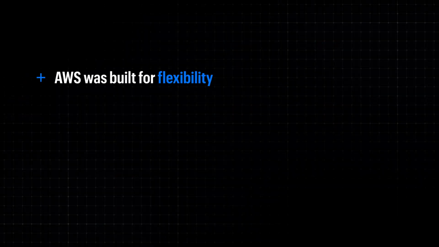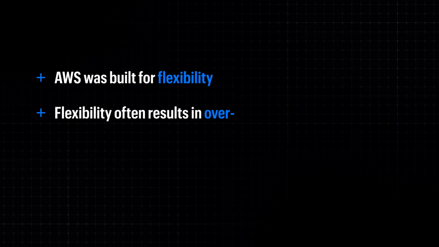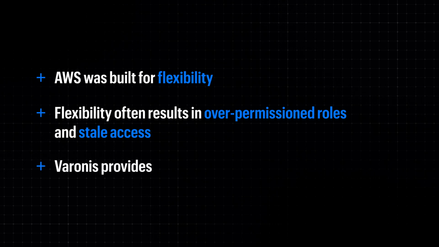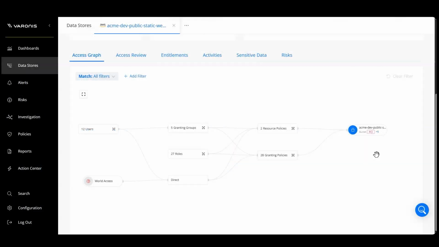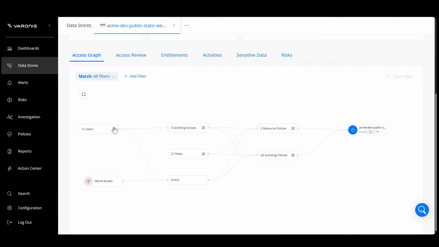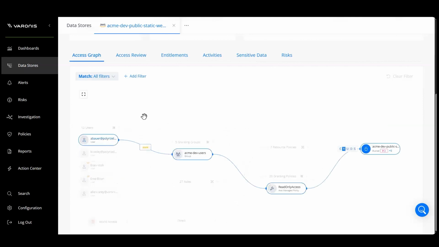AWS was built for flexibility, but that flexibility often results in over-permissioned roles and stale access, with no way for security teams to see the entire blast radius. Varonis provides a real-time access map that's tied to risk, not guesswork. Using the access graph, you can easily visualize exactly how a user, role, or group is getting access to the data. For example, we know this bucket is public based on the configuration of 2 bucket-level policies, which grants access to this sensitive data. Similarly, we could investigate individual user roles or groups by simply selecting them.